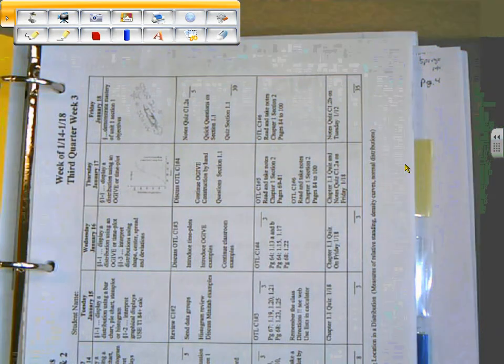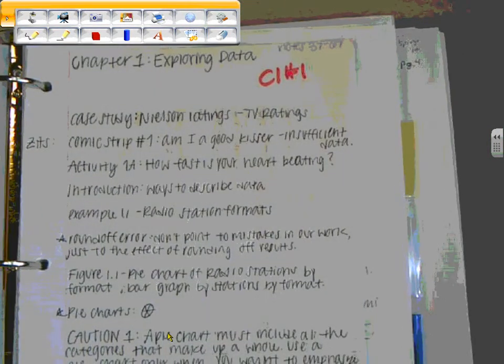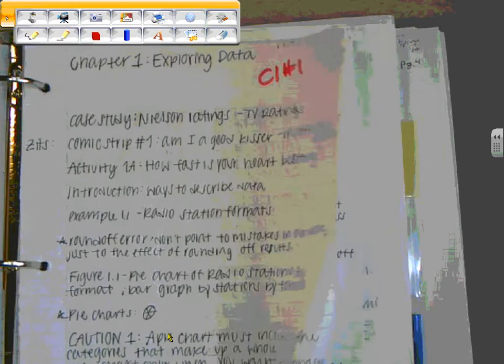The first thing after your divider should be weekly sheet number 3 for week 3. It has the birds on the icy pond, and after that are your class notes or your reading notes for chapter 1. That's your first assignment.